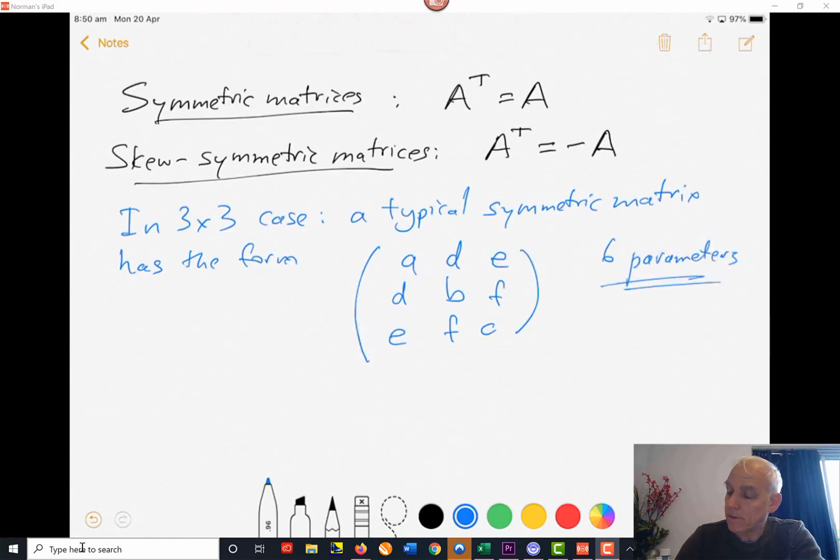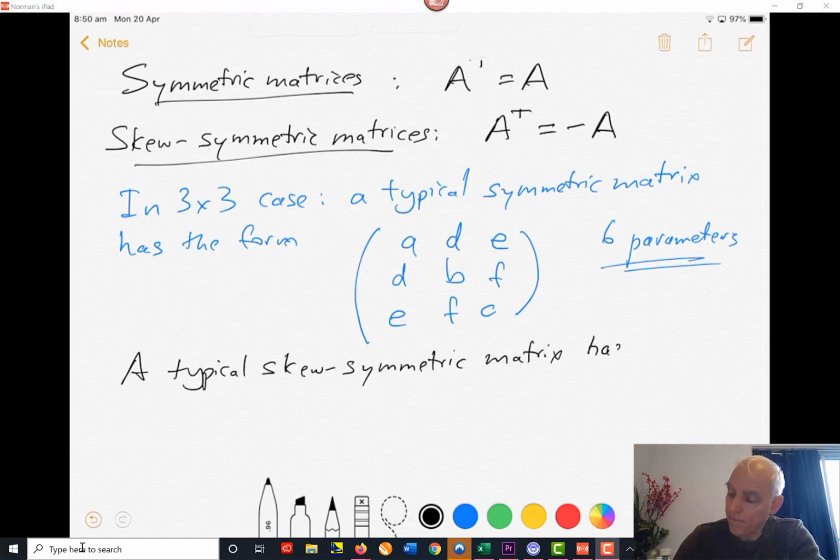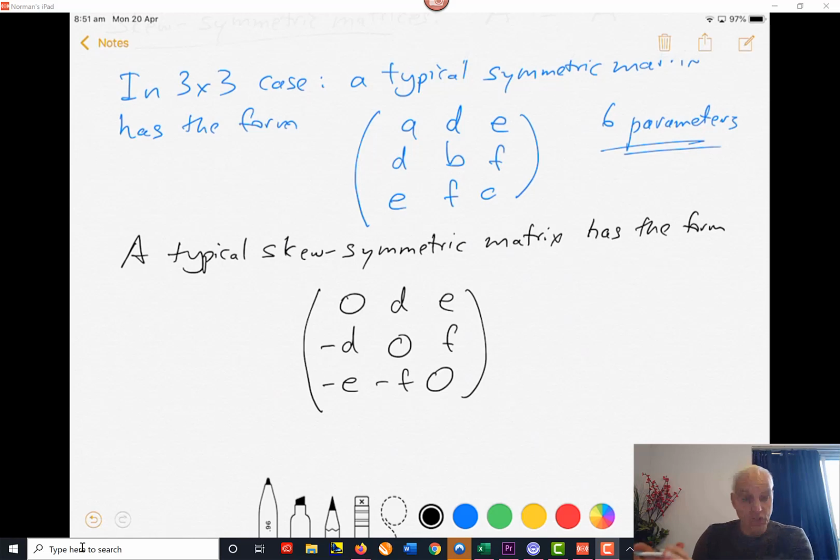How about skew-symmetric matrices? A typical skew-symmetric matrix, in the 3x3 case, turns out to have zeros along the diagonal. And then on the off diagonals, if that's D, then that's going to be minus D. If that's E, that's going to be minus E. If that's F, that's going to be minus F. So that's your generic 3x3 skew-symmetric matrix. In this case, we see that there are essentially 3 parameters for the space of skew-symmetric matrices.